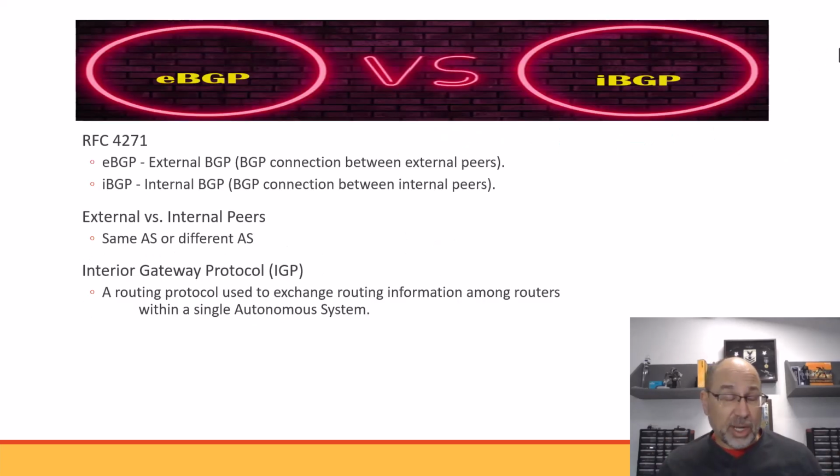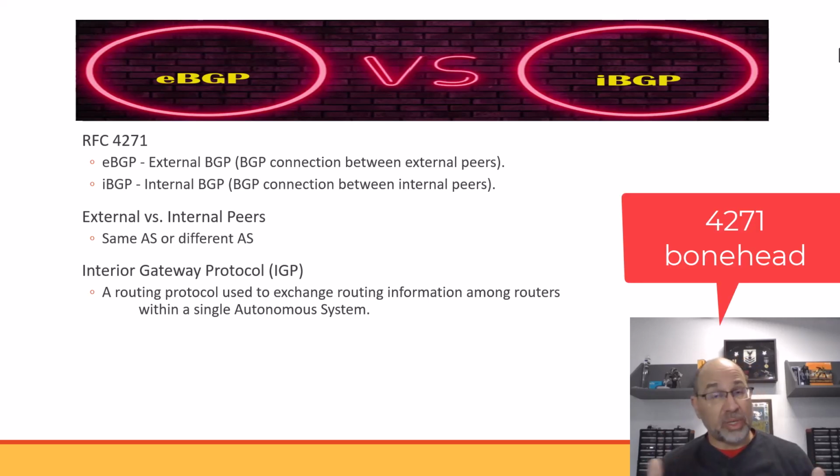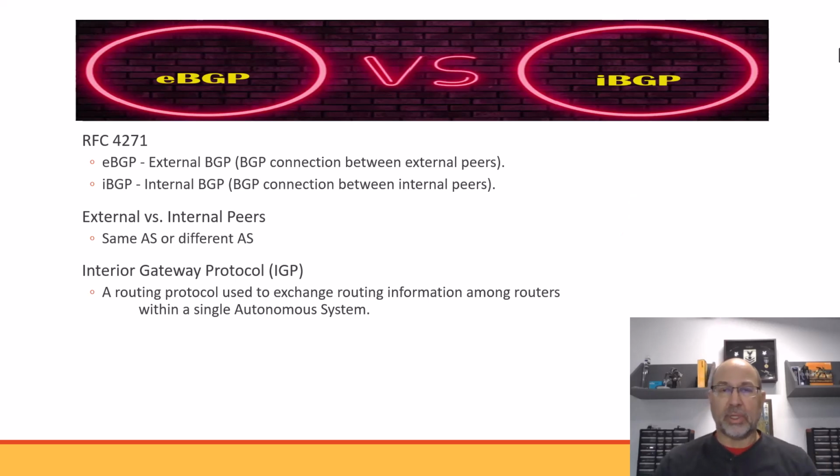Now let's get some definitions out of the way, right? It's pretty straightforward, but from RFC 4271, the BGP-4 RFC, we know that eBGP is external and iBGP is internal. What that means is that you're communicating with a different kind of peer. The peers are external if it's a different AS. They're internal peers if they're the same AS. All right, pretty straightforward.